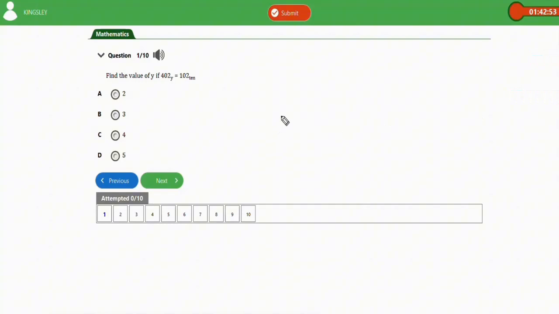So we have this value. Find the value of y if 402 base y equals 102 base 10. So guys, when you see this kind of question, the first thing you need to do is to ensure that you solve everything in base 10. So now this value we have at the left side of the equation, we have 402 base y. So let's convert this value to base 10 and get the value of y.